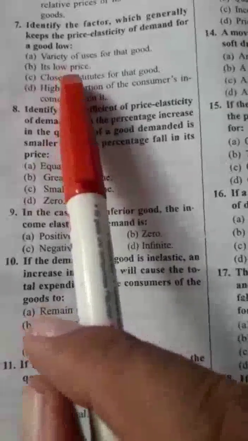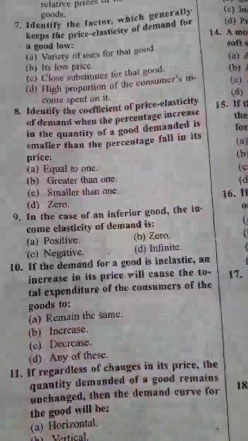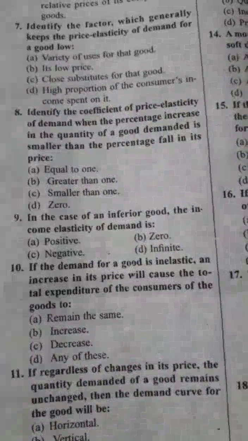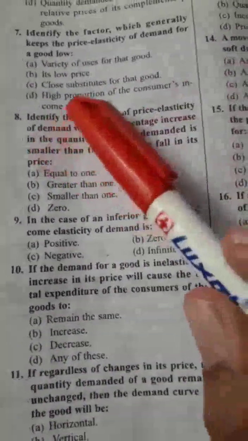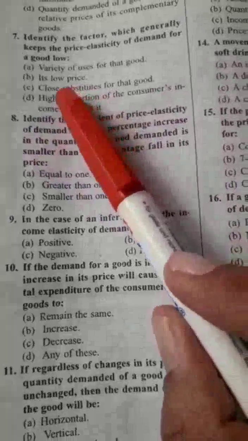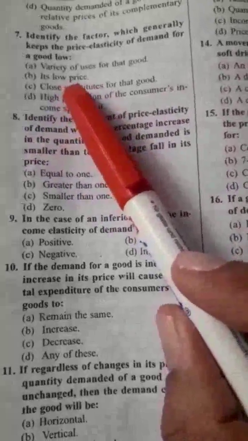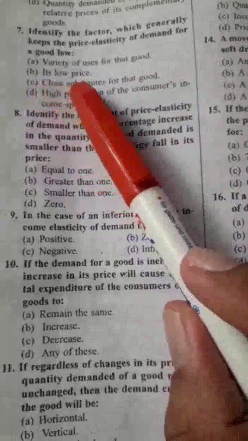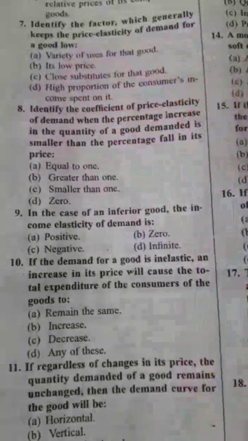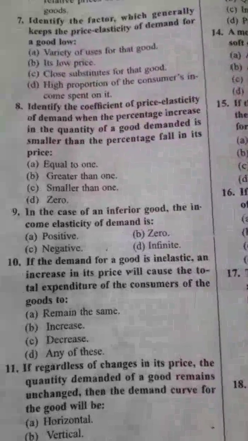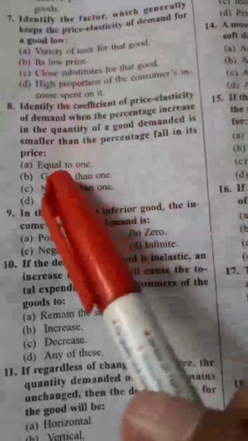For example, the price of a matchbox, that may be 1 rupee, may rise to 1.5 or may come down to 0.5. In any case, that change wouldn't matter because that is negligible. So its low price would make the price elasticity of demand for that good low, because at any price people demand it. Okay, next question.